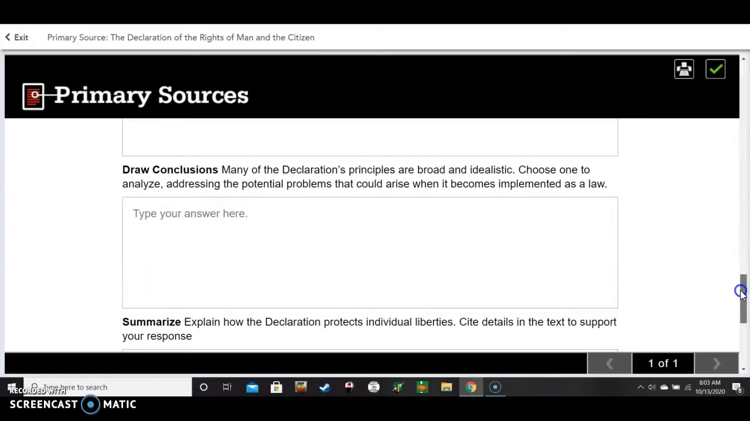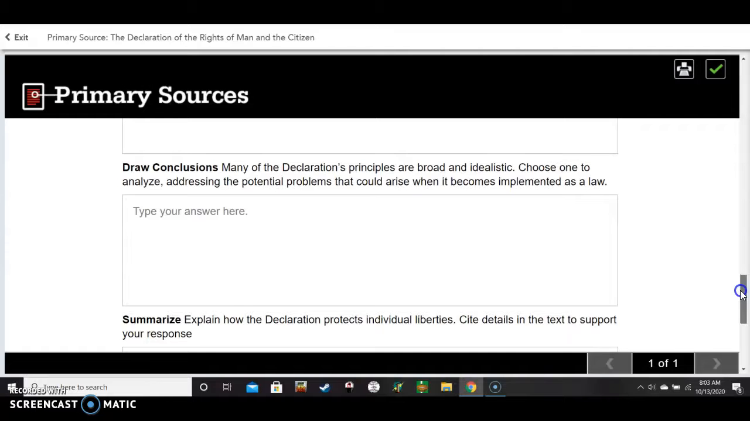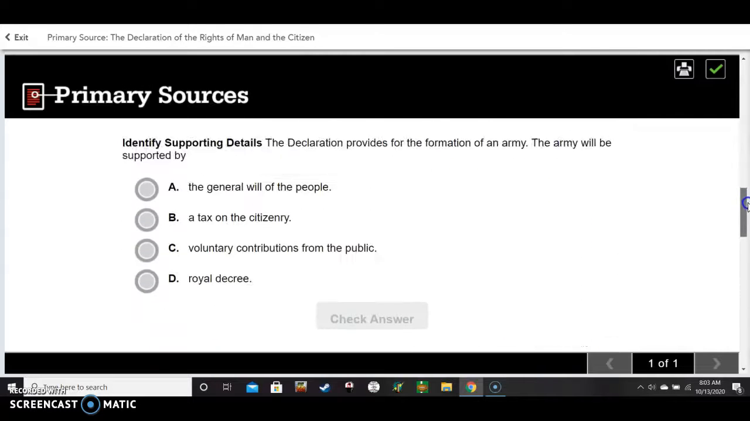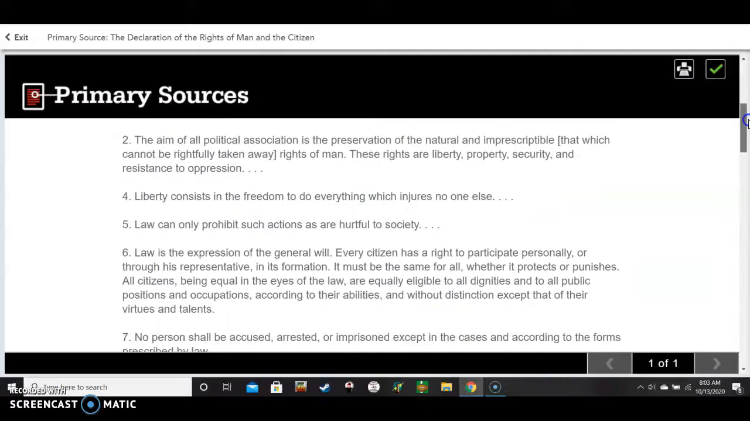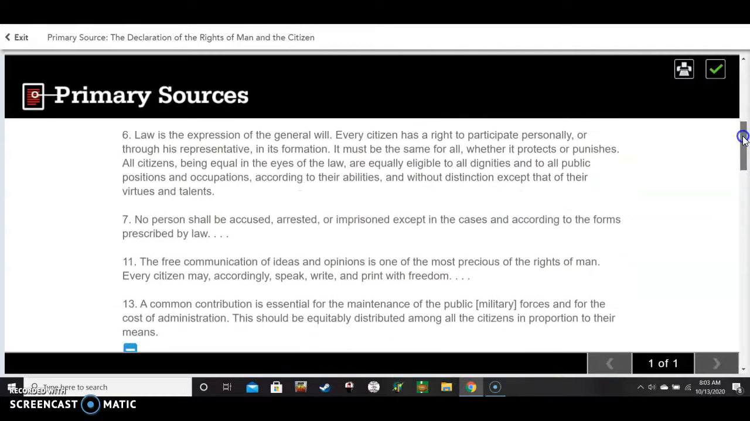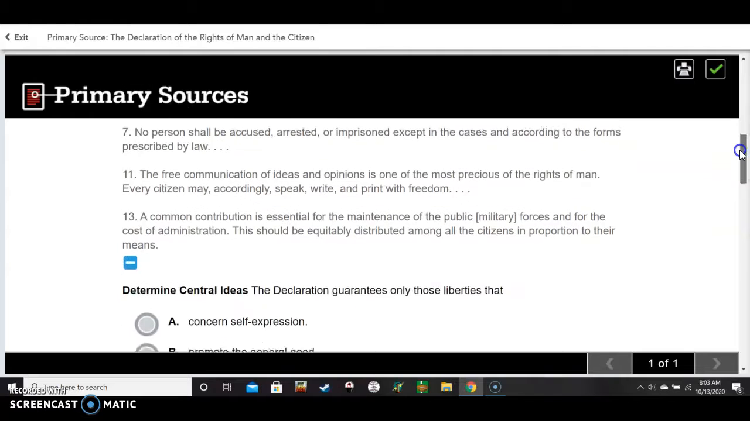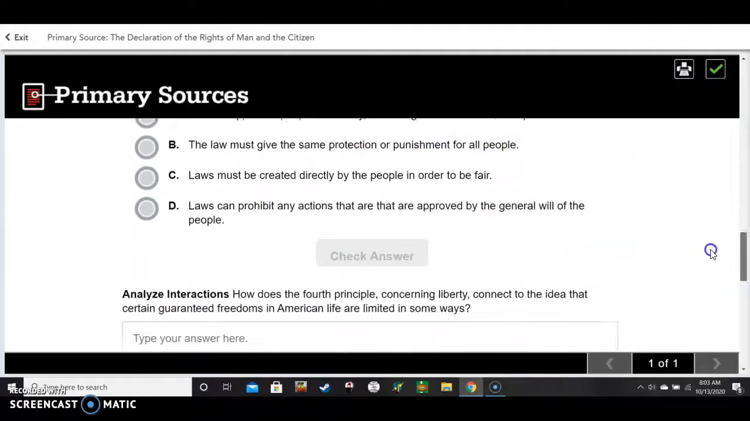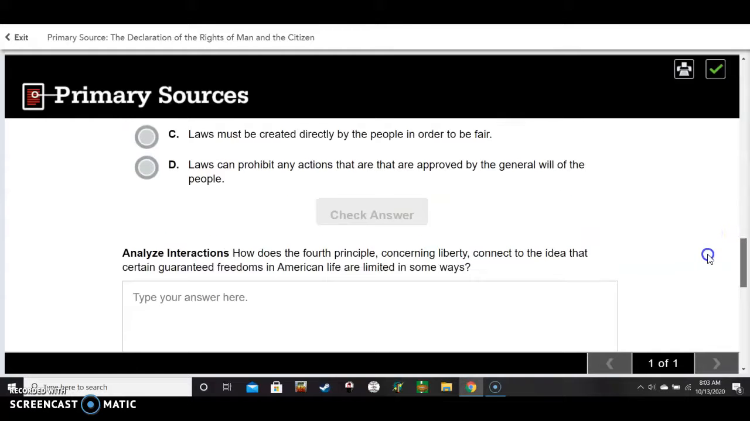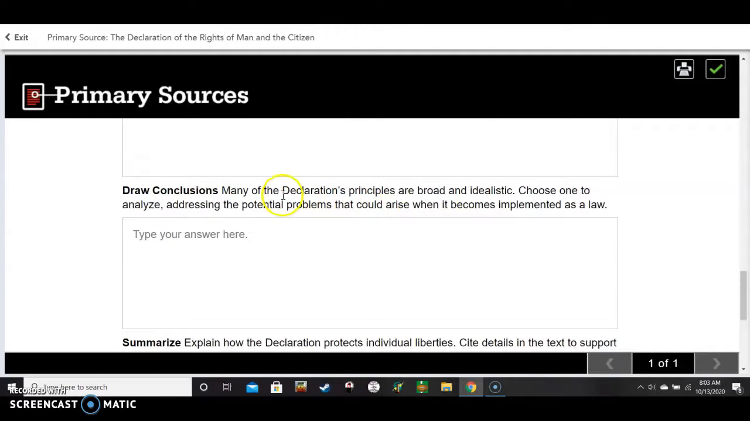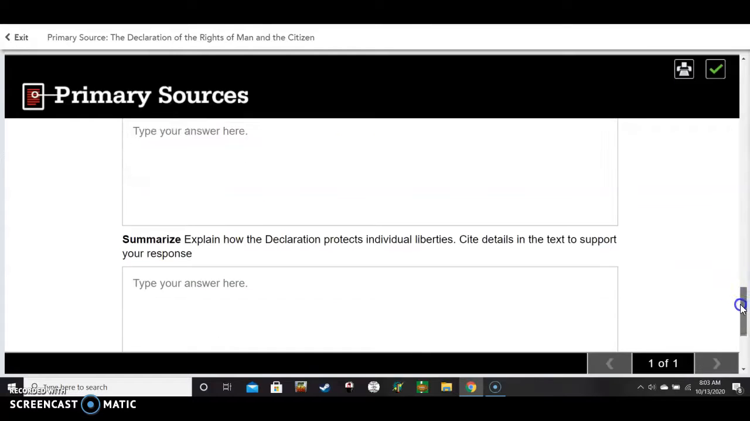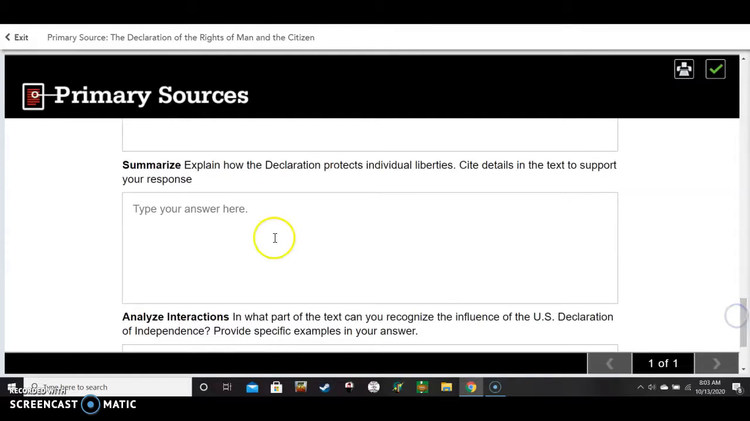And the next one is, many of the Declaration's principles are broad and idealistic. Choose one to analyze and address the certain problems that could arise if it becomes implemented as a law. So again, you're going to look at these and find some that maybe are ideas that are good and you can agree with, but you have to have some limitations on them. And you should pick maybe 2 or 3 of them. And the idea here is, again, to look at the potential problems that would happen. So choose one, actually, and analyze it. But there are 3 or 4 that you probably could find that would have that.